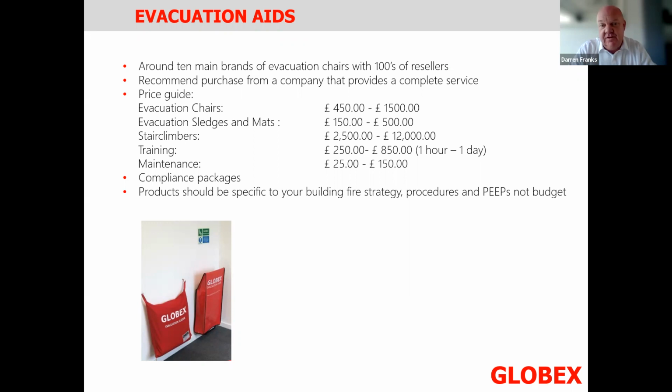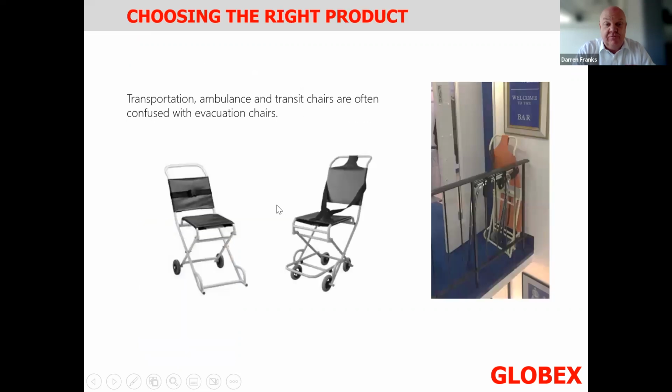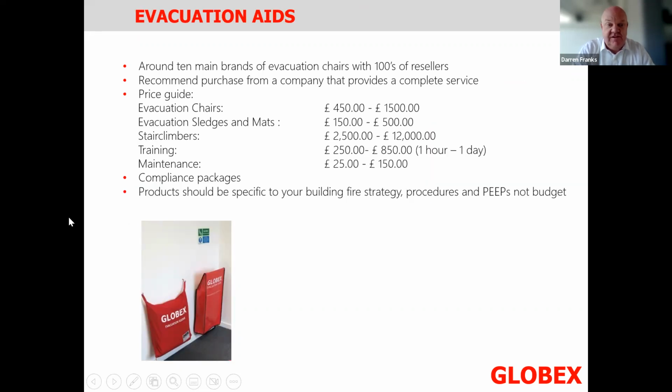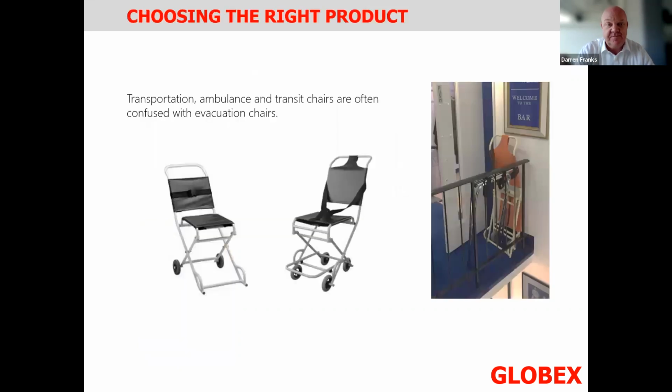And I'll say we're going to look at the equipment shortly anyway. Once you've got the equipment, there's the need for the training and also ongoing maintenance as well. And you can get compliance packages, which the company then should remind you when refresher training or more maintenance is needed. And again, make sure the products are specific to your building and procedures, not the company's needs. You've got to take ownership of them.